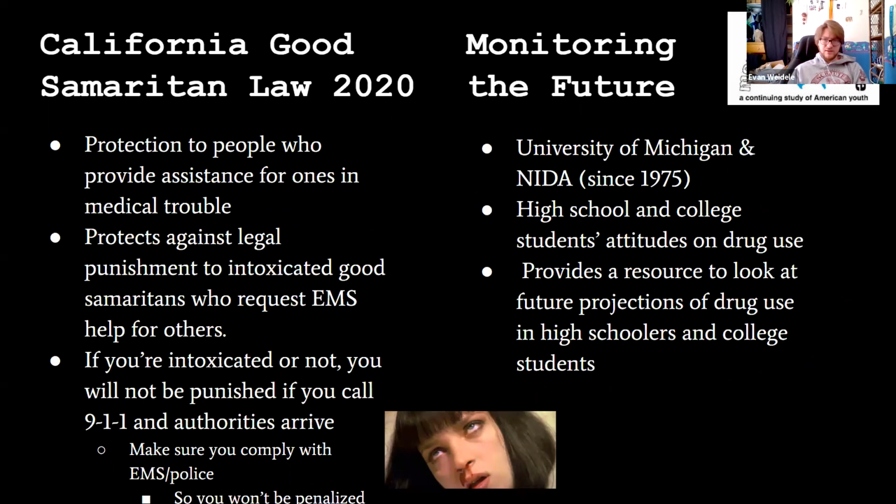And that's important to know for many things, and one of them is Monitoring the Future. That's actually a research lab at the University of Michigan. It's a longitudinal study from the University of Michigan and the National Institute on Drug Abuse. It's been going on since 1975, and it assesses high schoolers' and college students' attitudes on drug use. It's an extremely important resource because it's been able to show what has and has not been effective with educating the youth about drug use and educating people on safer ways to use drugs, if they decide that's what they want to do. Anyway, it provides a resource to look at the future projections of drug use in high schoolers and college students.